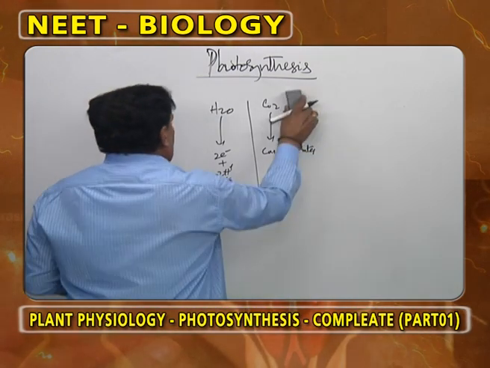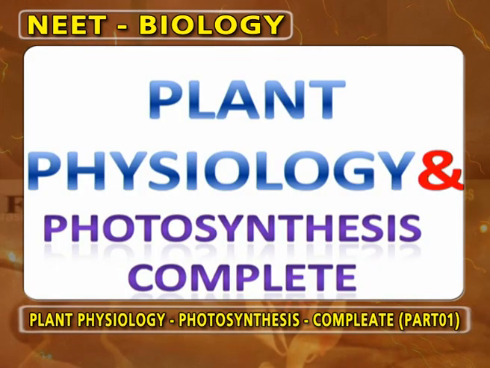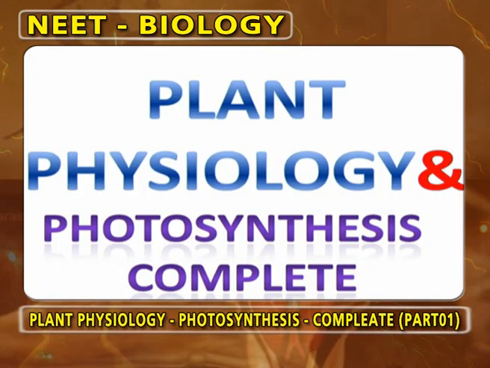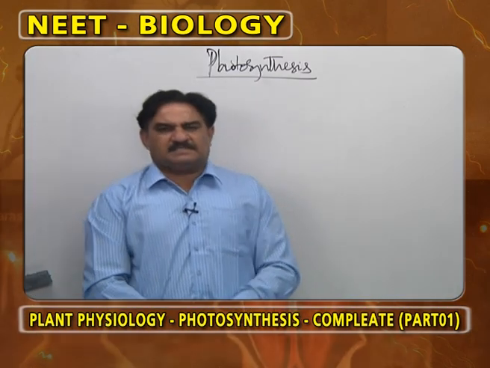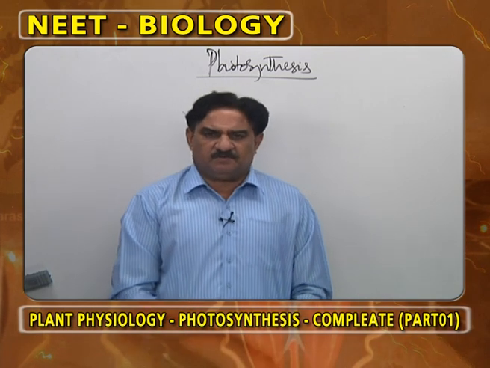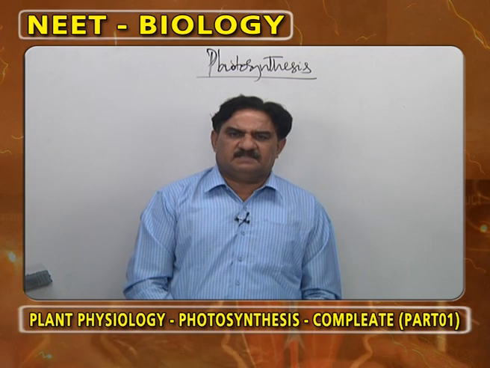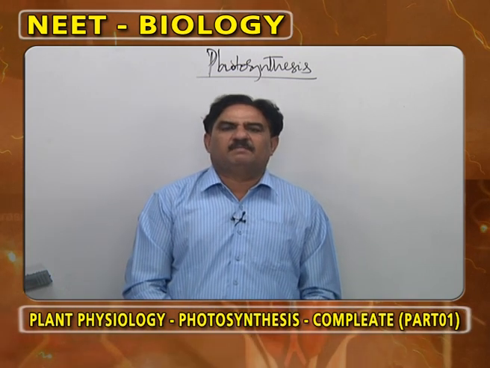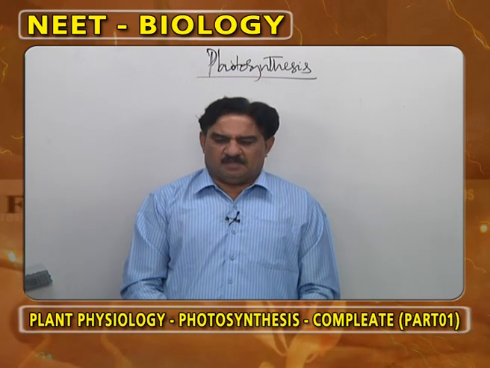Now, carbon dioxide comes from the atmosphere, water comes from the soil, and sunlight is the ultimate source of energy. The first step in photosynthesis is excitation of chlorophyll. Chlorophyll remains in the excited state just for 10 to the power of minus 9 second, or 1 nanosecond, or 1 billionth of a second. Thus the time is short for the electron transport.